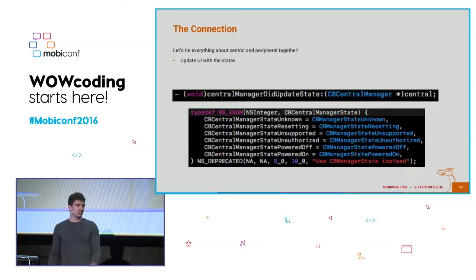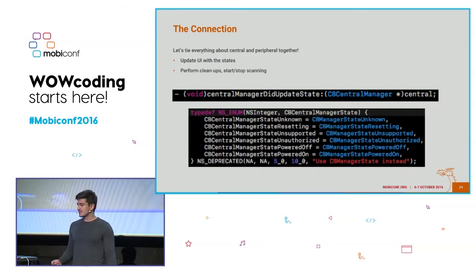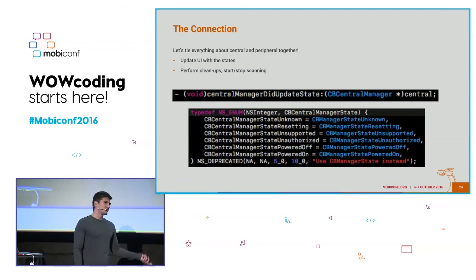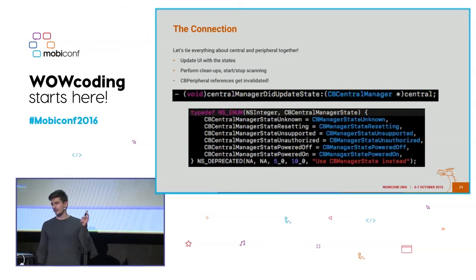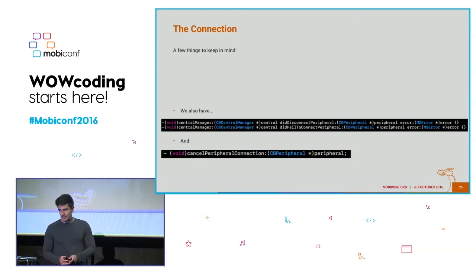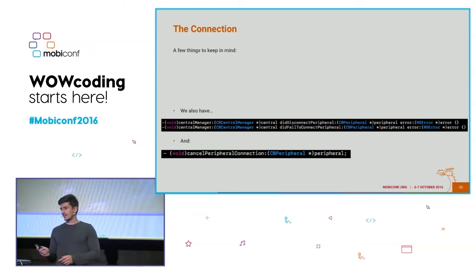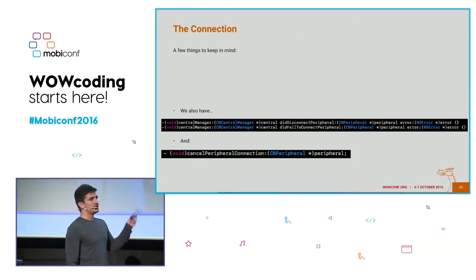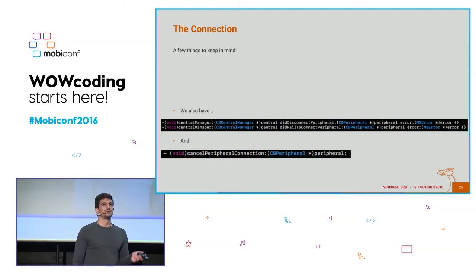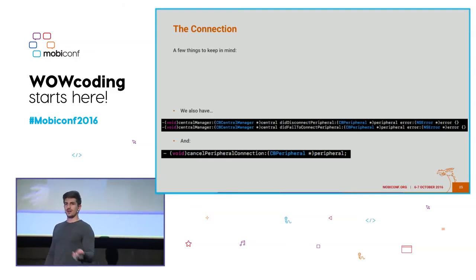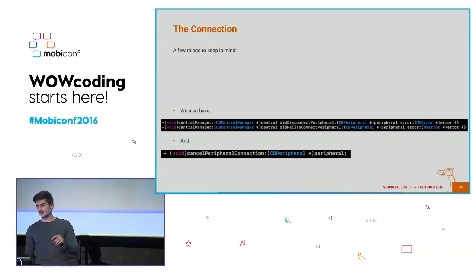Update the UI with the states, that's pretty obvious. Perform cleanups and start-stop scanning. That's when I said, you know, Bluetooth goes from on to off to on, and they get invalidated. Now, a few things that I want you to keep in mind here: Central is the one that manages all of the connection, right? Peripheral doesn't know if it got connected or not. And I'll also get into that in a second.